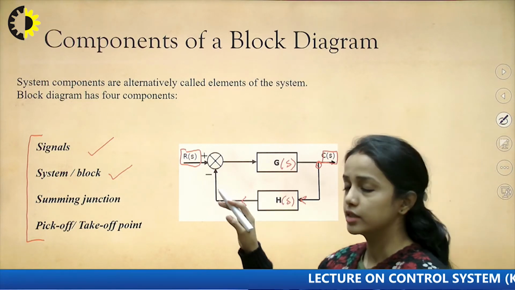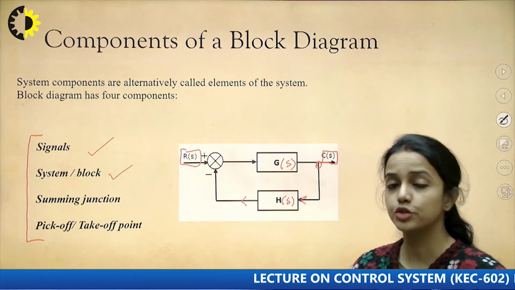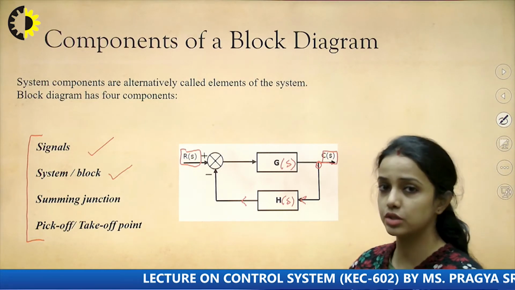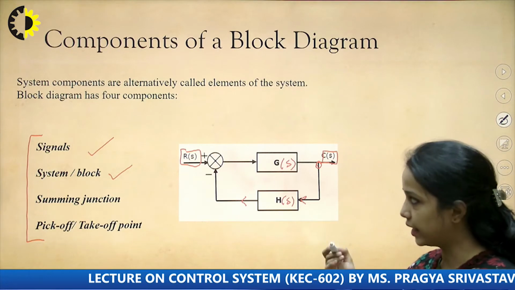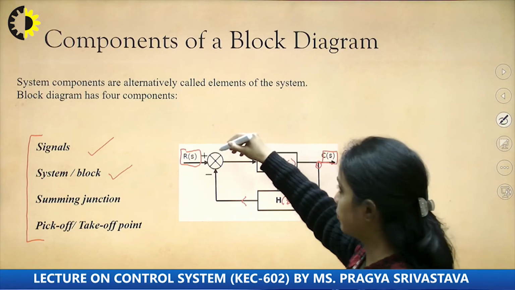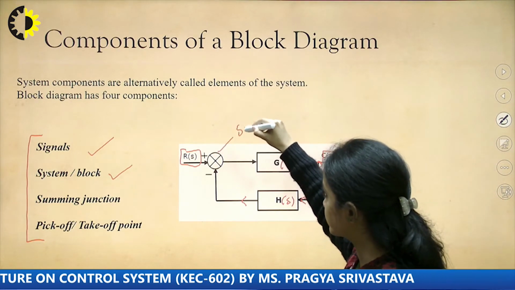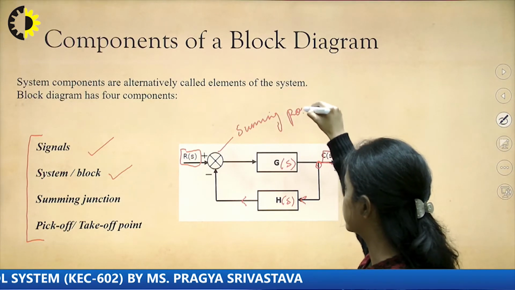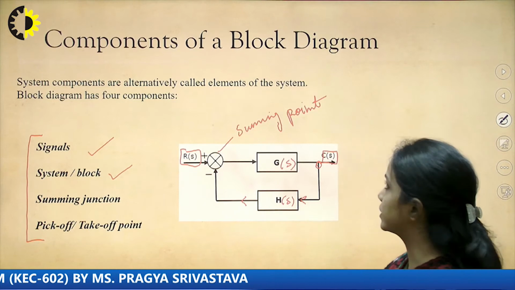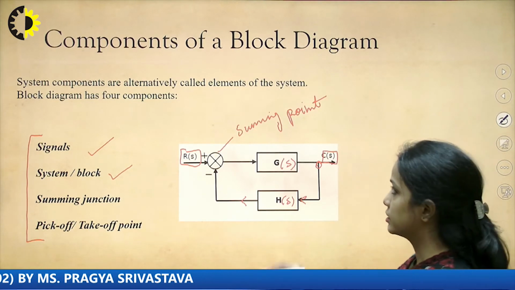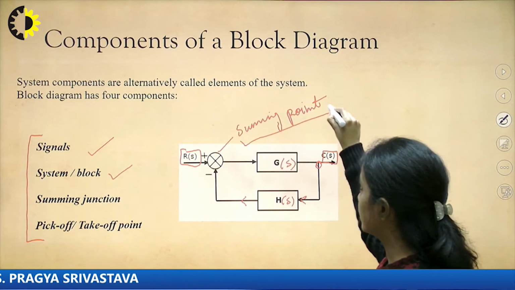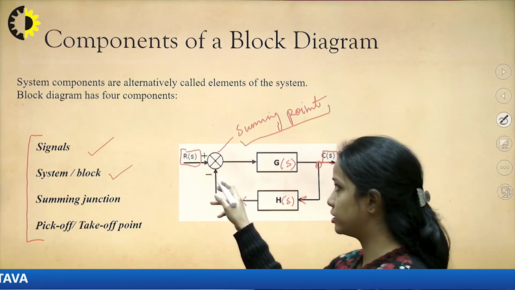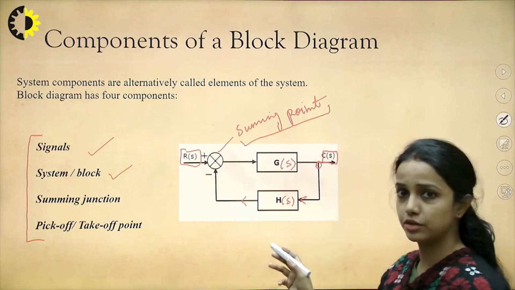When there is a requirement to merge 2 or more signals, I need a summing point. This is the summing point, or we call it the summing junction. The name itself says summing, meaning we can have plus or minus, either operation. Here it is a negative feedback control system.